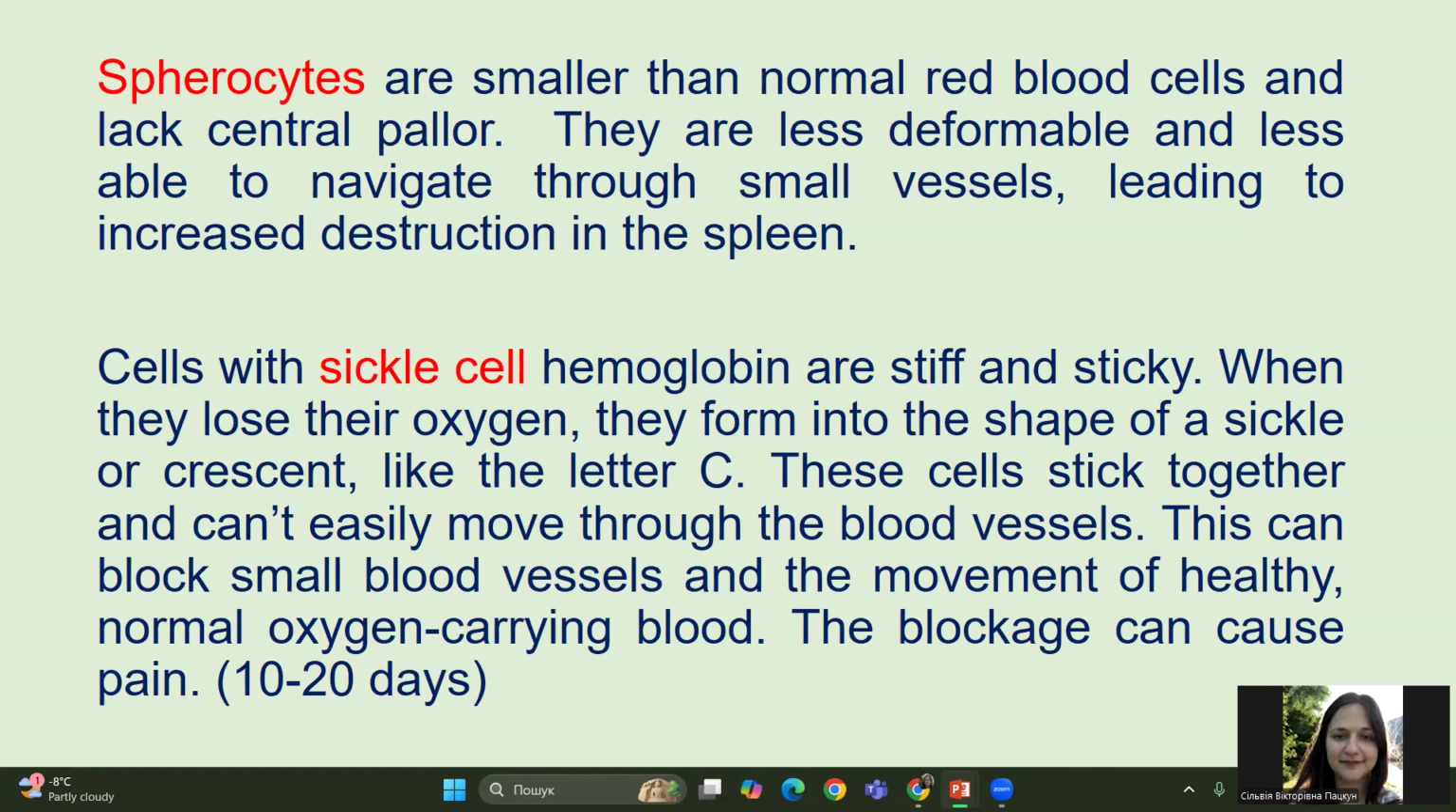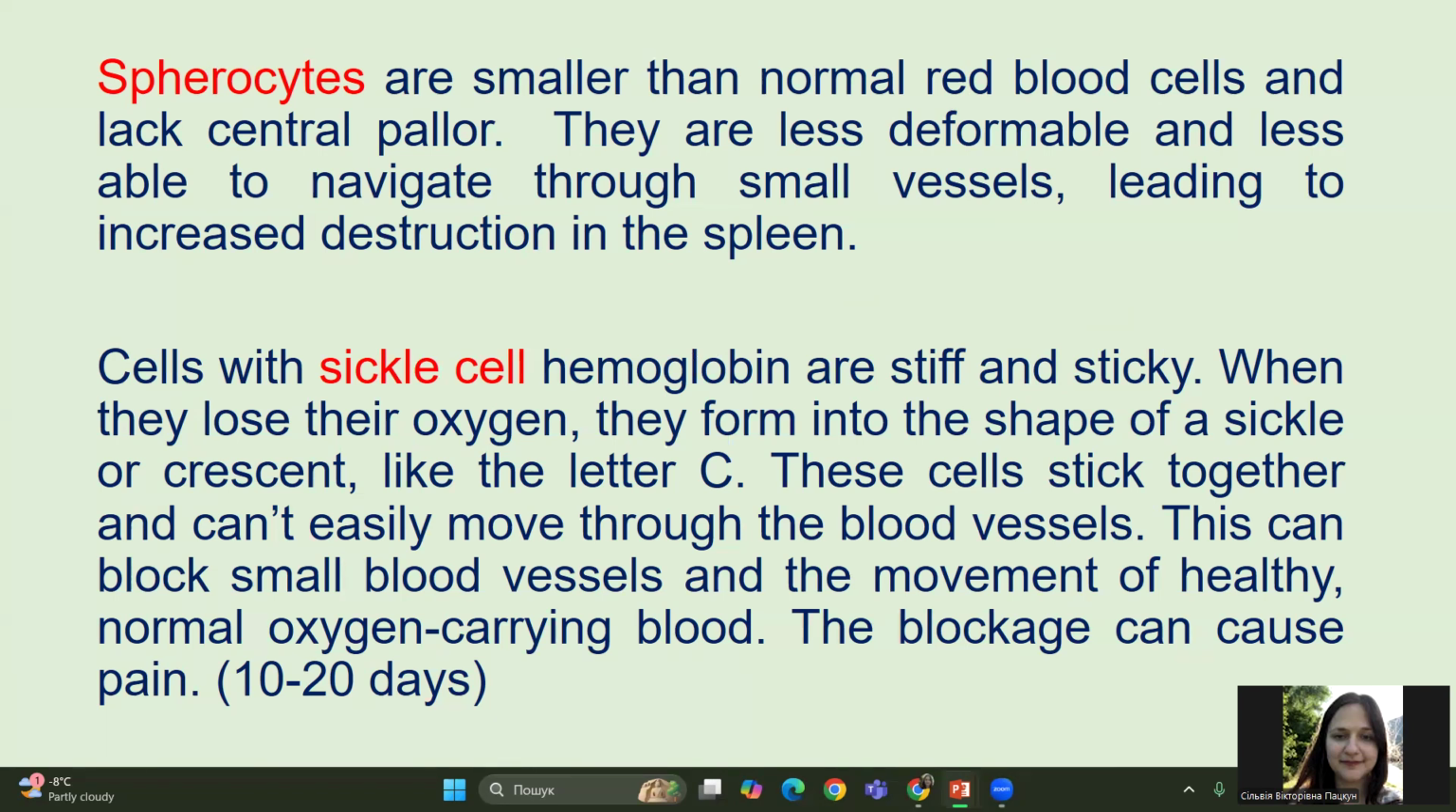Possible other shapes of the erythrocytes, like spherocytosis. Spherocytes are smaller than normal red blood cells and lack central pallor. They are less deformable and less able to navigate through small vessels, leading to increased destruction in the spleen. So one of the types of hereditary anemia is spherocytosis.